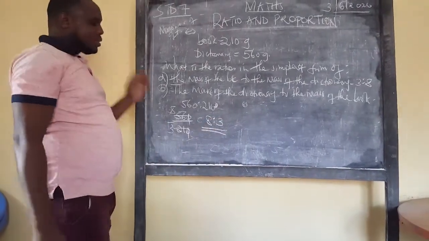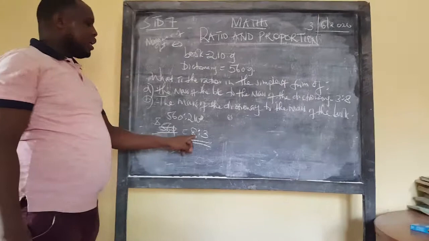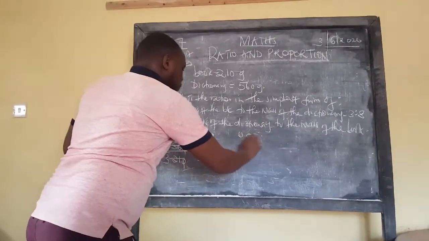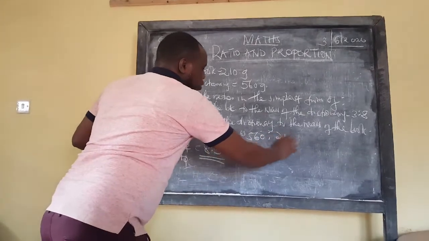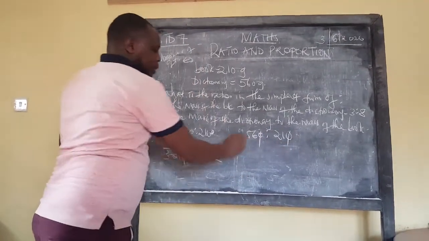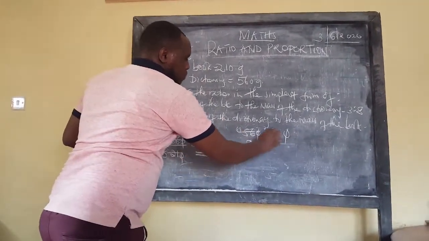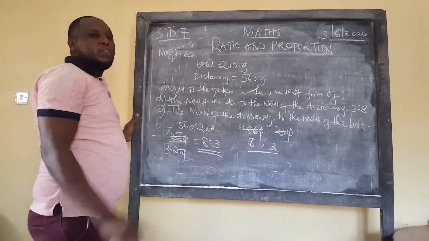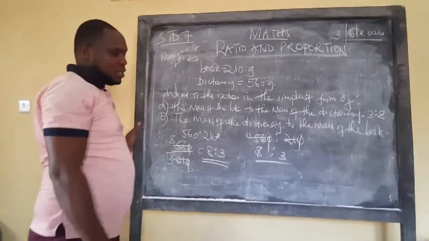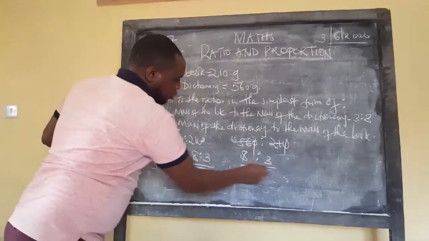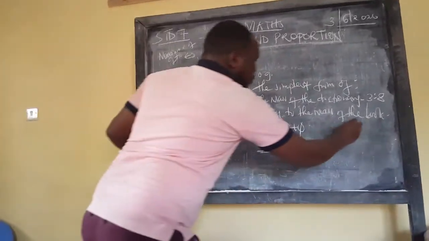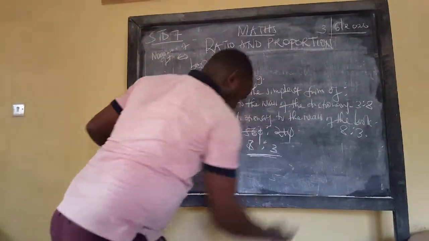So the mass of the dictionary to the book. If you want to cancel from here, you do it. This and this will cancel, by 7, 8, by 7, 3. And these two dots are very important that you put. If you put 1, that means something different. So 8 is to 3 is the ratio.